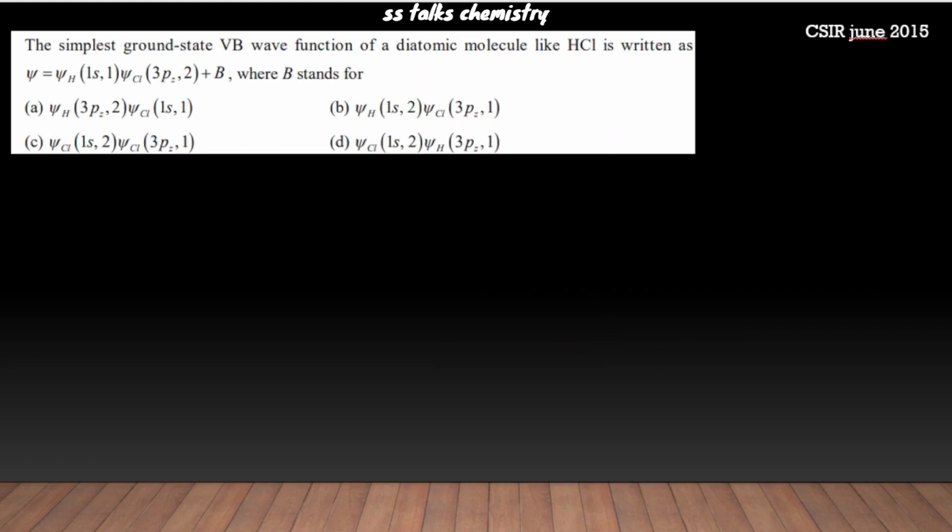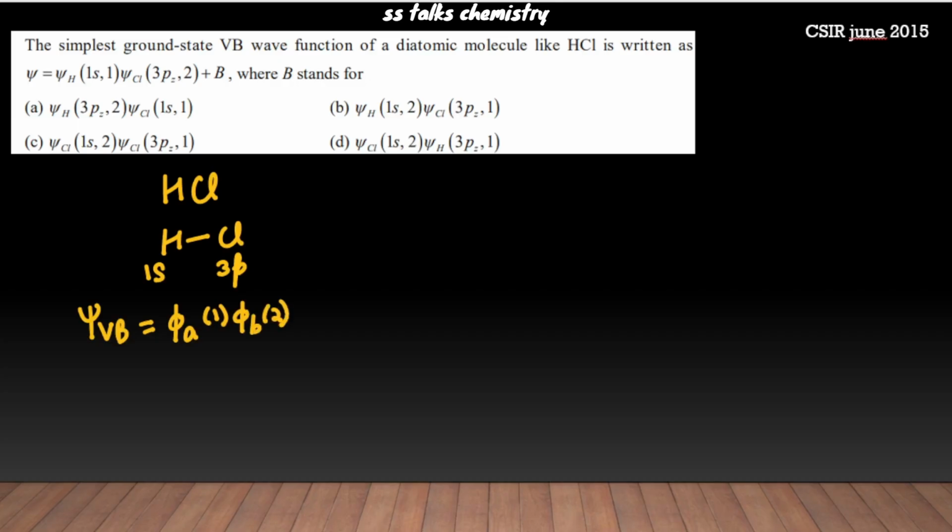This question: the simplest ground state valence bond wave function for a diatomic molecule like HCl is written by. So the HCl bond is formed by the overlap of the orbitals of the hydrogen atom, which is the 1s, and the 3p orbital of the chlorine. Right? Now according to valence bond, that means the covalent character we have to prove in them. One electron on one of the atoms, the second on the other one. Like this you will have phi A containing the first electron into phi B containing the second electron, plus the possibility.